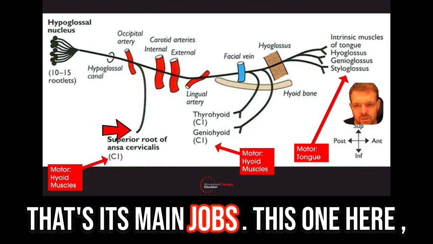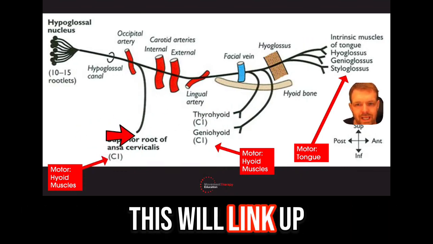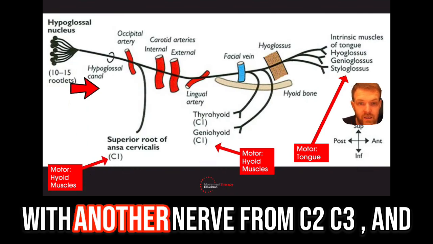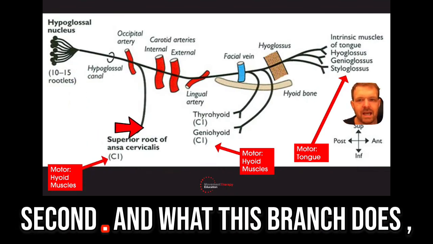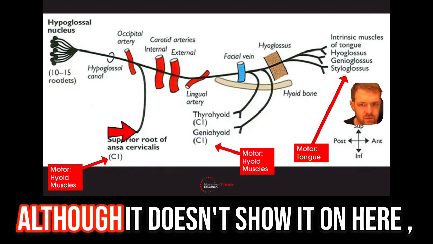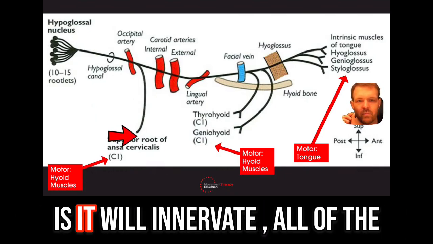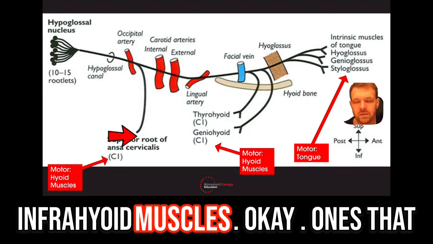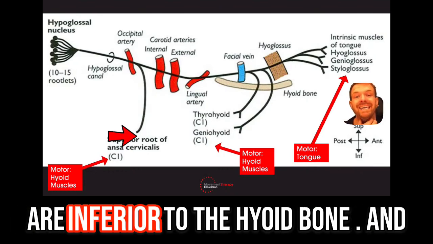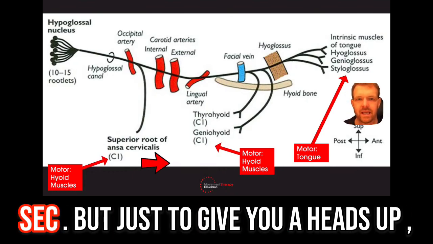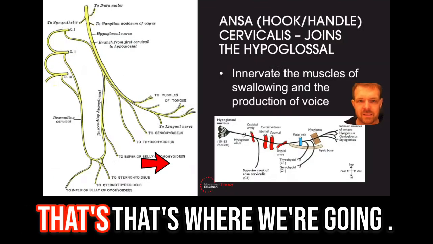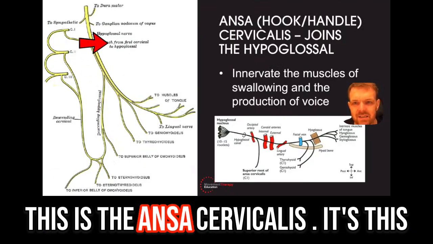That's its main job. This one here will link up with another nerve from C2, C3, and you'll see it on the video in a second. And what this branch does, although it doesn't show it on here, is it will innervate all of the infrahyoid muscles, the ones that are inferior to the hyoid bone. And again, we'll have a look at that in a sec, but just to give you a heads up, that's where we're going. This is the ansa cervicalis.